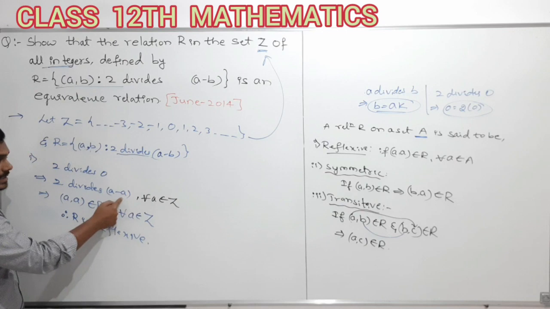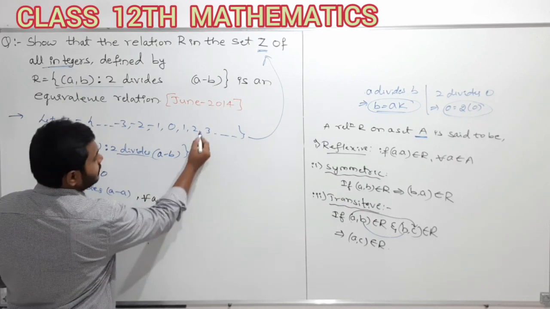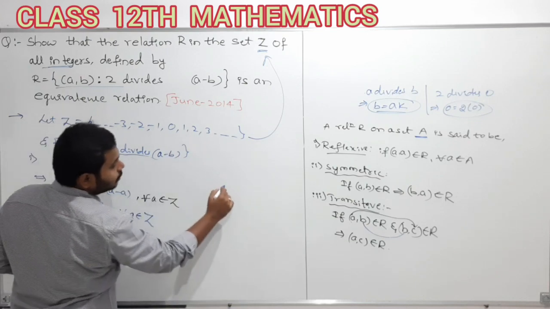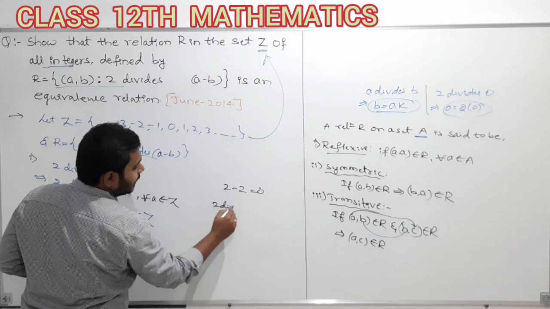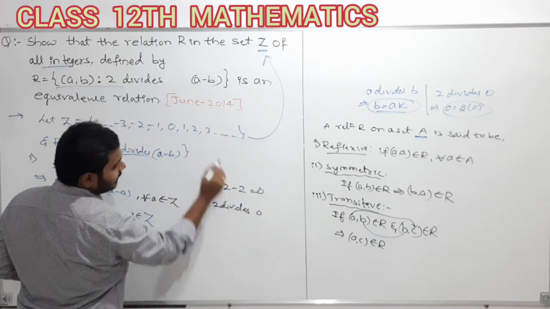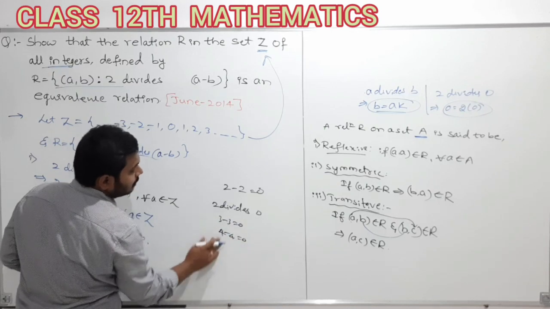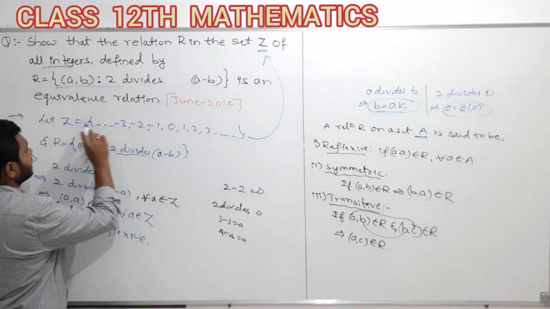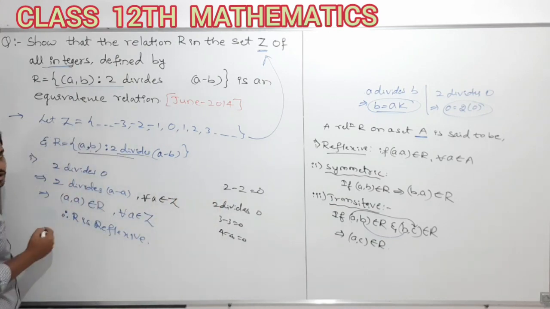Why does 2 divide A minus A? A minus A is nothing but 0. For example, take any element from the integers: 2 minus 2 is 0, and we know that 2 divides 0. 3 minus 3 is also 0, 4 minus 4 is also 0. So any element you take from Z satisfies this condition. Therefore R is reflexive.